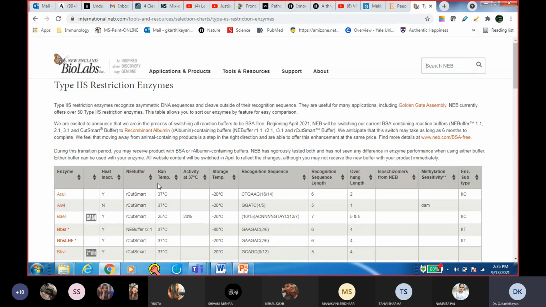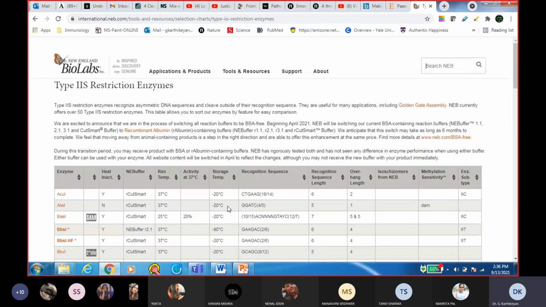Remember last time I said one of the best ways to inactivate an enzyme is to heat it, right? So this one says, for example, this enzyme ACU1, is it heat inactivatable? Yes, it is heat inactivatable. The optimal temperature is 37 degrees centigrade. Okay, for almost all the enzymes, the storage temperature, the temperature at which the enzyme is stored, is -20.